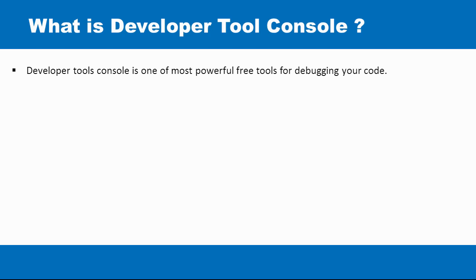Debugging basically is a process of trying to find errors that have occurred in your web-based applications. So when there's an error in your code, it's usually referred to as a bug, and the process of trying to detect and fix it is referred to as debugging.